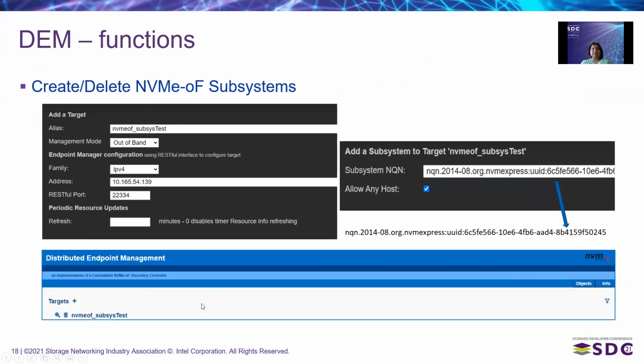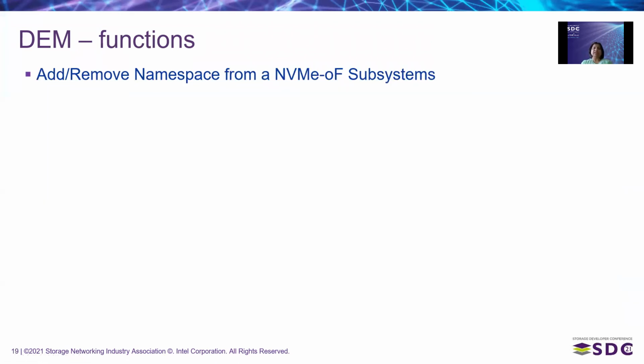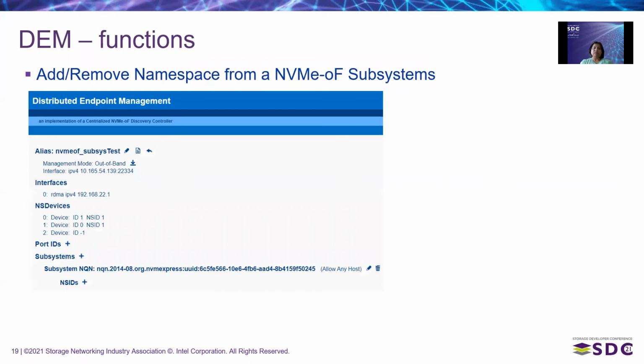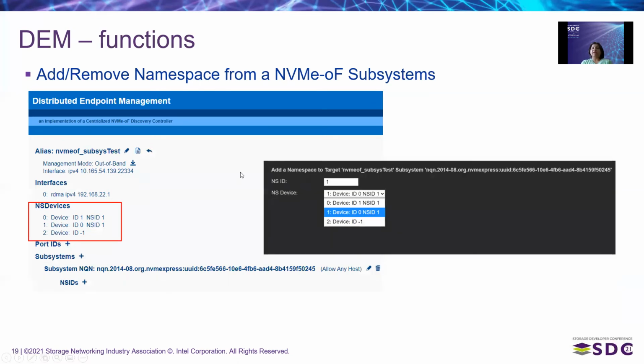So the subsystem is just like a blank envelope. It does not have the storage resource yet. We need to attach namespaces to this subsystem. So when we want to attach namespaces, we can find that it shows us the list of namespaces that are available, and we can add one or more namespaces to this one.